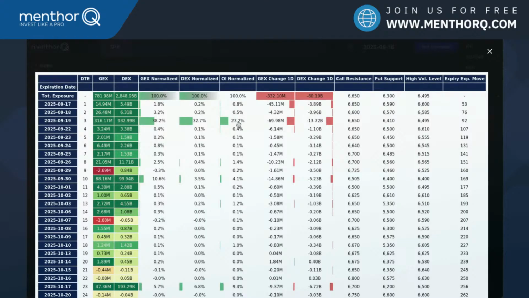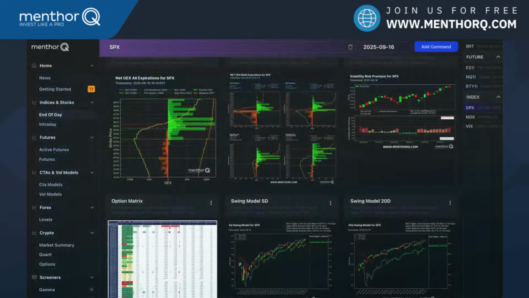So very, very important. Here you can also see the change in gamma and delta over the past day. That means that at the close of yesterday, 69 million of negative gamma was added for the September 19th expiration compared to the previous day. Overall, we've seen an increase of negative gamma positioning of 332 million compared to the previous day. So again, this can give you some ideas on how the market is positioning itself and how you could read that data.